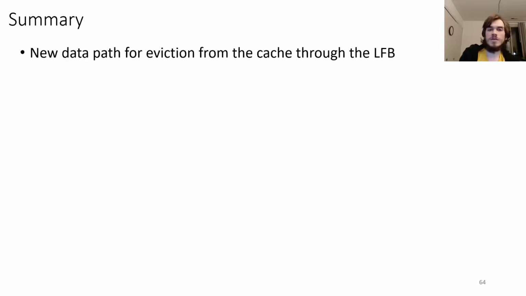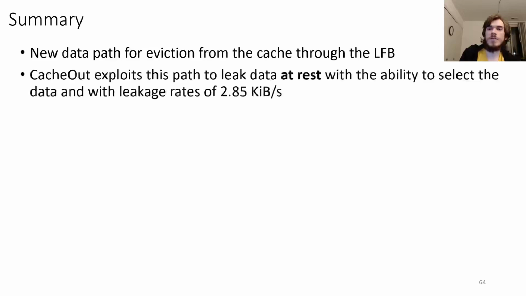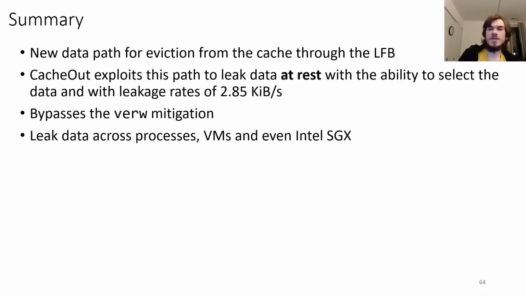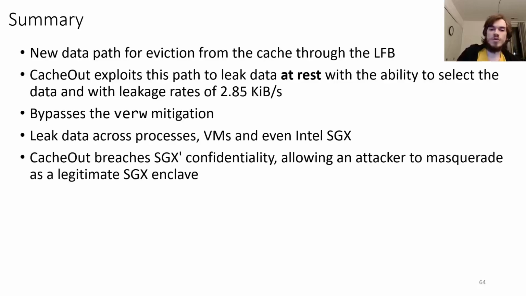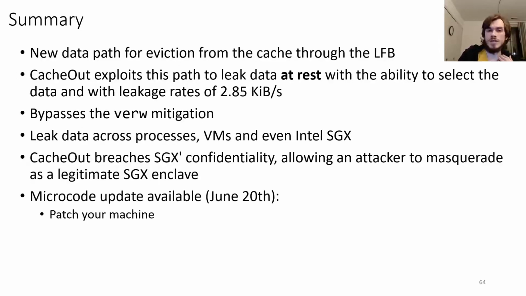So to summarize, what we found is a new data path for eviction from the cache that goes to the line fill buffer. And we've exploited this path in CacheOut to basically leak data at rest with the ability to select data and with leakage rates of 2.85 kilobytes per second. And we also show that we can actually bypass the VERW mitigation. And we can use this to leak data across processes, VMs, and even Intel SGX. But more importantly, what we showed is that CacheOut breaches SGX's confidentiality. It basically allows an attacker to masquerade as a legitimate SGX enclave.